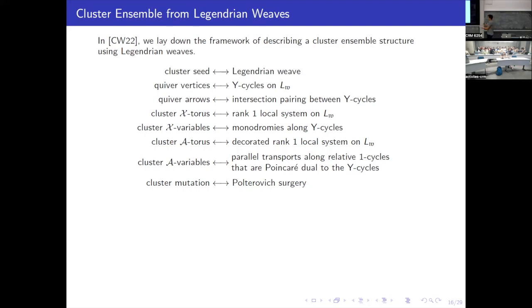For the A side, it's a bit harder. You have to do some work, right? You have to decorate the local system. So what decoration means is you just put a trivialization along the boundary of your surface. And the A variables, right? So remember, A and X are supposed to be dual to each other. So if X are given by cycles, then A's are going to be given by the Poincare duals of these cycles, if you take relative cycles, right? And then you can use the trivialization to parallel transport one trivialization to another one and take a ratio. So that's how you take A variables. So the A variables are parallel transports along relative one cycles that are Poincare dual to the X cycles.